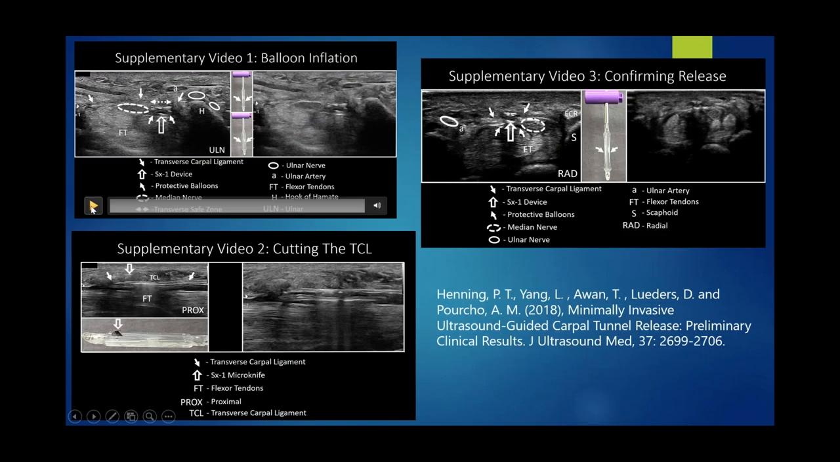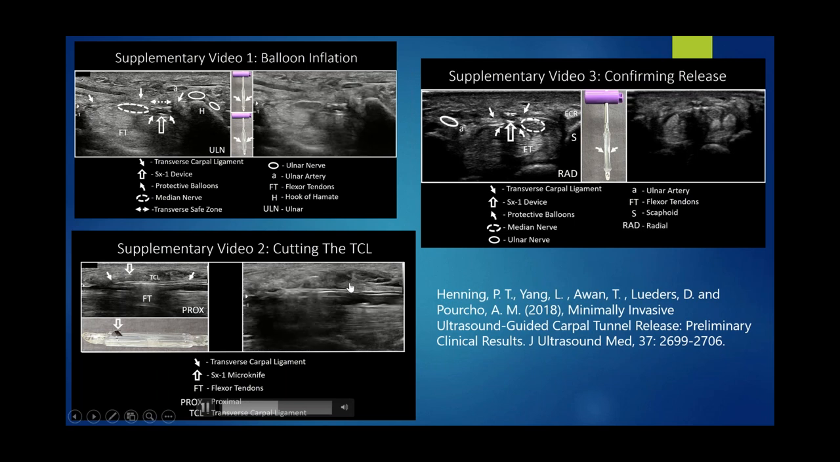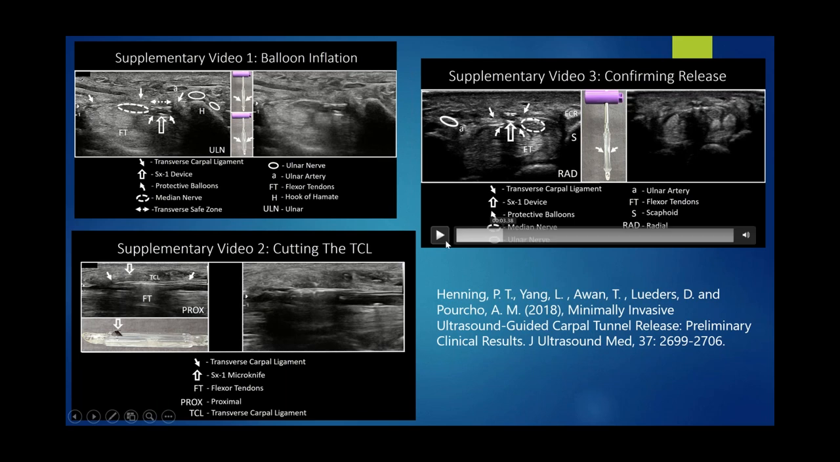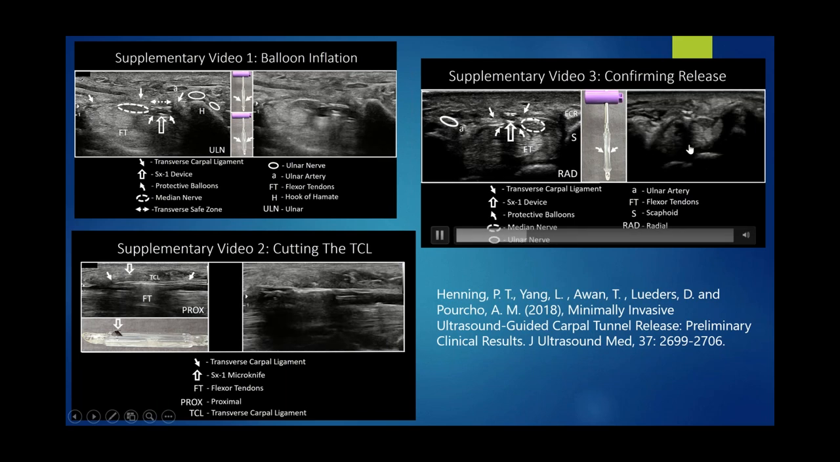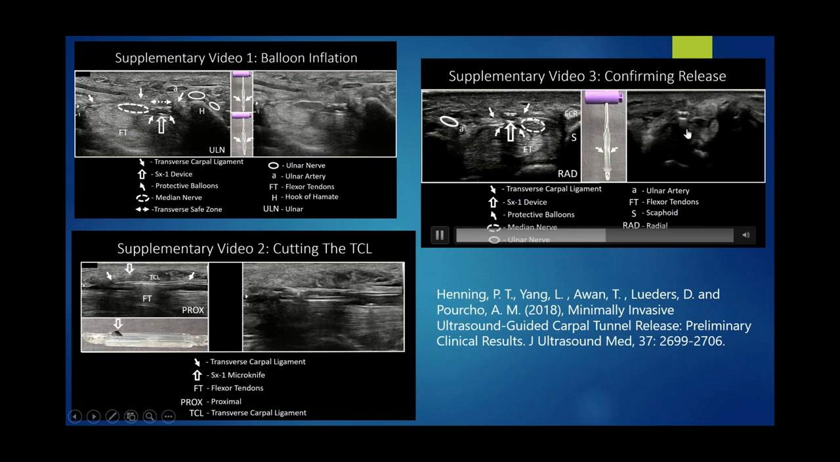Here are a couple of videos demonstrating that as well. Here we see the balloons being inflated, further displacing the median nerve away from the center of the device, again, where the knife is located, increasing its margin of safety. Here we see the knife being brought up through the transverse carpal ligament, dividing it, creating the release. And then lastly, we can use the device to push up through the cut in the ligament, ensuring that the ligament has been completely released.